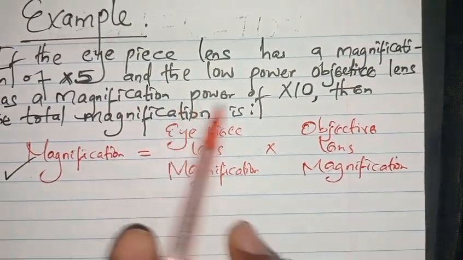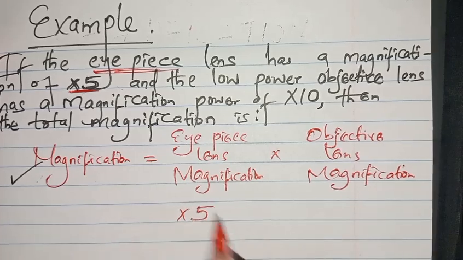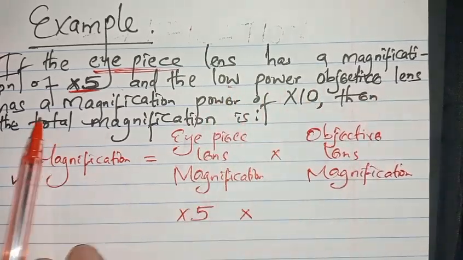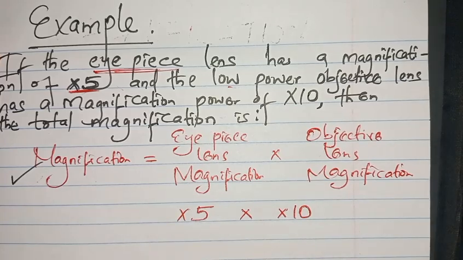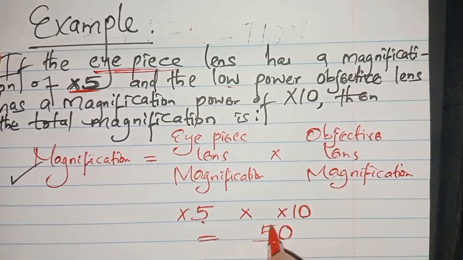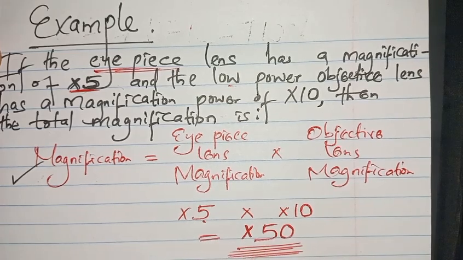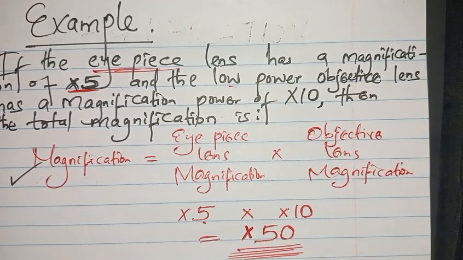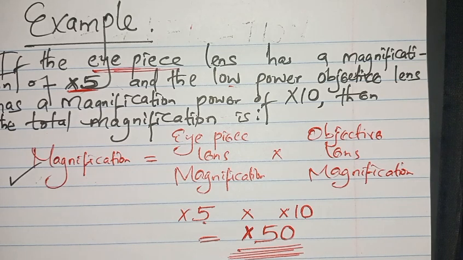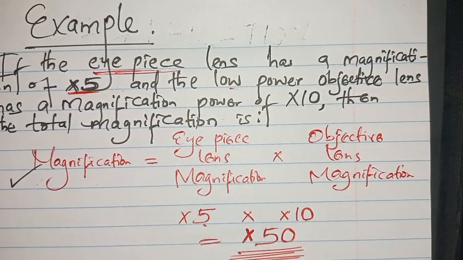If you apply it correctly, now the eyepiece is times 5. So you say times 5 times low power objective lens, which is times 10. The answer is supposed to be 5 times 10 is 50, but we said you write the times symbol, or the multiplication sign, before it. So that is it. Another thing I would want to tell you is this question may have 1 or 2 marks. So read properly and get to understand how to apply this formula.